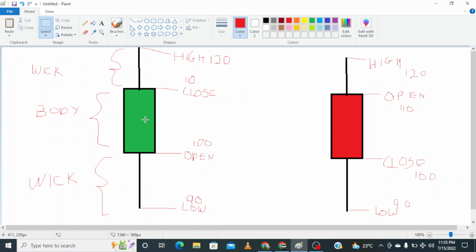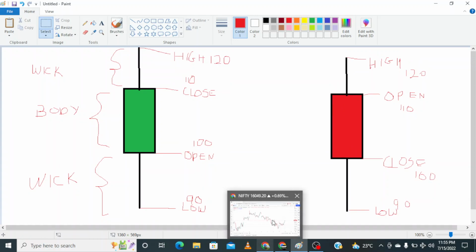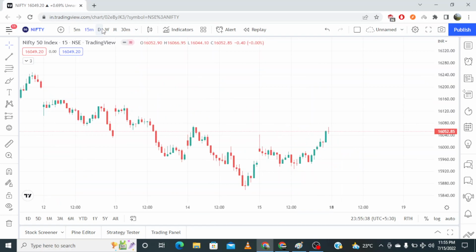You can see that, right? You can see it right here. Nothing is complicated in this, and this is absolutely basic. All right, let's just see on the chart.